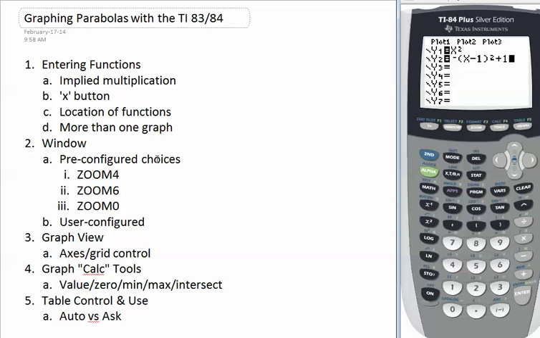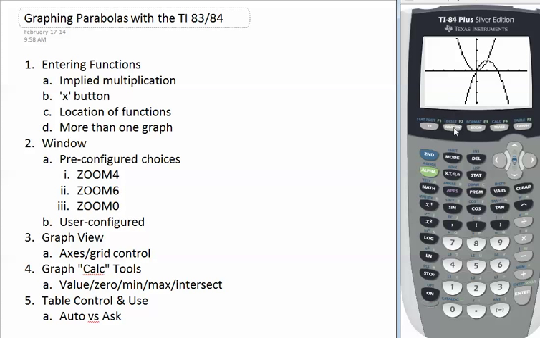There are some pre-configured choices to know about. The zoom button here controls different ways of seeing the graphs. Zoom 4 is called ZDecimal. And if I choose Zoom 4, I will get a graph image centered at the origin, and it's configured for the pixels of the calculator. You'll notice that the calculator is wider than tall. There are more pixels horizontally than vertically.